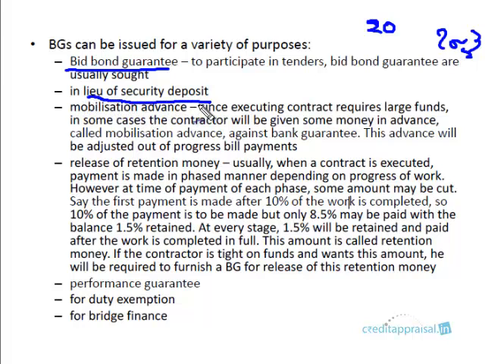In lieu of security deposits, sometimes the municipal corporation which has floated this work might insist on a security deposit from the contractor. It will say, in case you are not able to provide us the security deposit in cash, you can also, as an alternative, furnish a bank guarantee, because from the corporation's point of view, both are one and the same. So in place of a security deposit, BGs are also given.